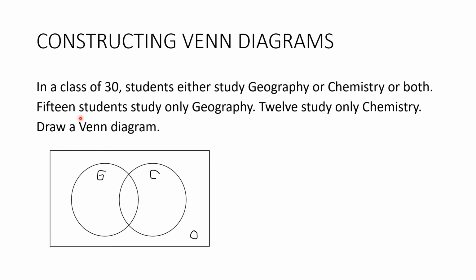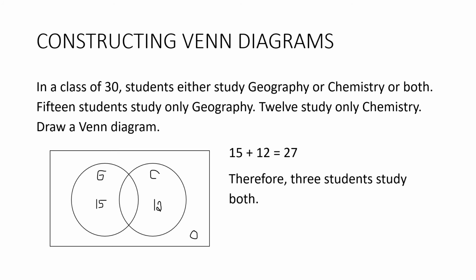We're told that 15 students study only geography. That goes in here. And we're told 12 study only chemistry. That goes in here. How are we going to find this overlap? By adding up the numbers. So 15 and 12 is 27. How short of 30 are we? 3. So 3 students study both.